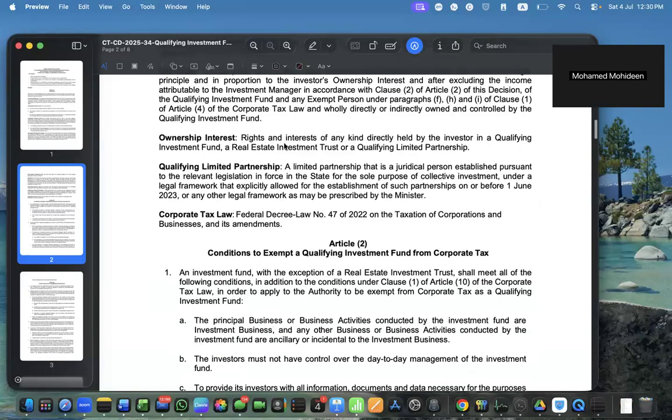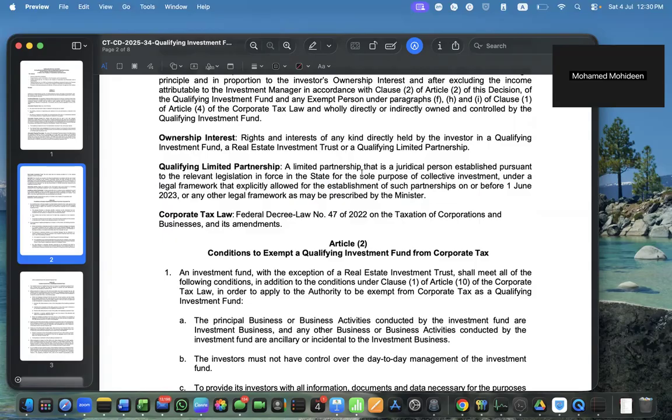Ownership interest means rights and interests of any kind directly held by the investor in a qualifying investment fund, a real estate investment trust, or a trust, or a third category, a qualifying limited partnership. Percentage holding, simple. Okay. Then we have another thing, qualifying limited partnership. It's another investment vehicle. What is that?